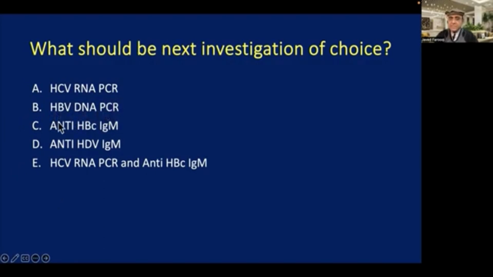Third possible answer, anti-hepatitis B core IgM antibodies. Another, the fourth answer, is anti-HDV IgM, and E is HCV RNA PCR and anti-HBc IgM. So these are the 5 choices. I'll request you to select one. You may select A, B, C, D, or E and write it down with you.